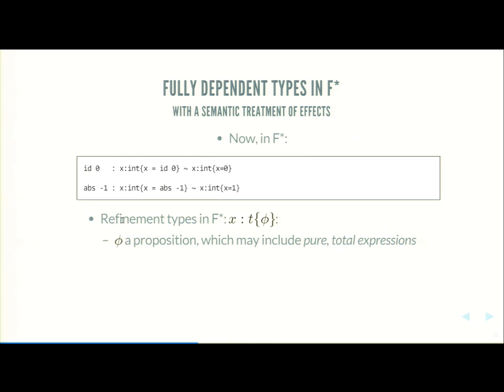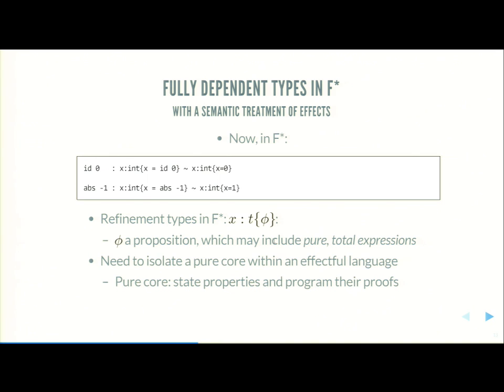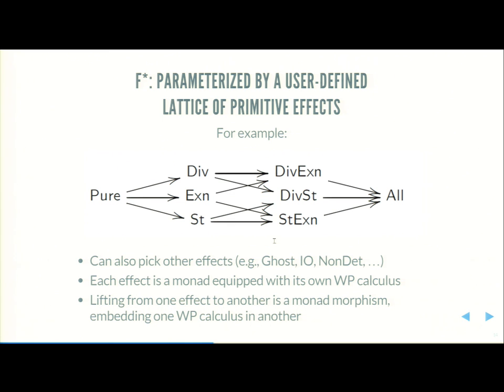Now, to make this sensible, we still have to restrict phi to be pure things. And so we have a semantic check for purity. And that leads us to needing to isolate a language of pure total functions inside a language with effects. So the way we do this is by introducing a lattice of user-defined primitive effects. I want to emphasize that these are primitive effects. The effects are built into the language, but the user gets to stratify the effects according to a lattice of his or her choosing.